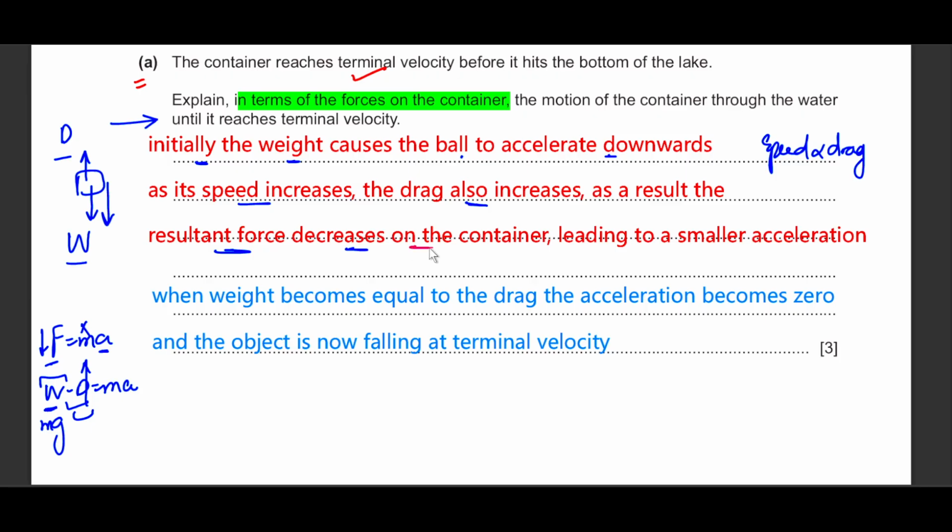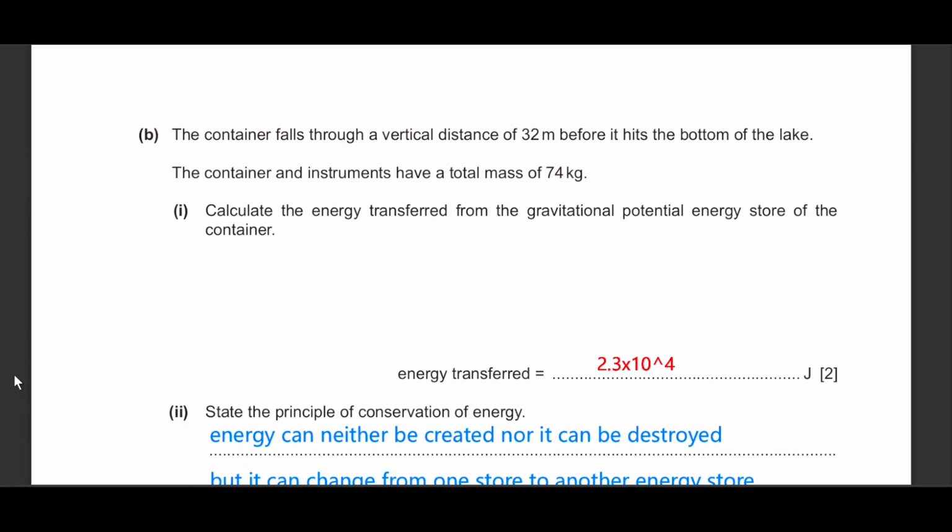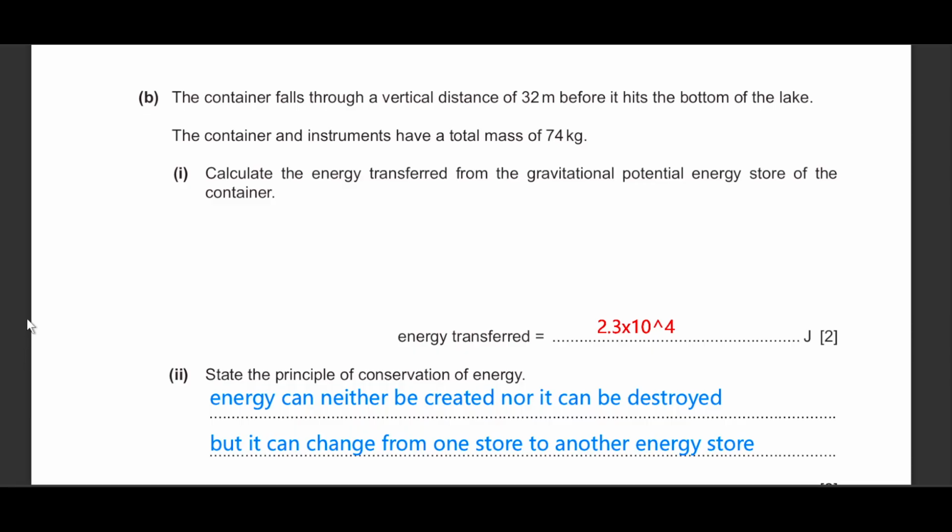So the resultant force decreases, leading to a smaller acceleration, and this only stops when the weight becomes equal to the drag. And eventually when they do, the resultant force becomes 0 and the acceleration becomes 0. When the acceleration is 0, we will say that the object is now falling at terminal velocity. It can't get any faster than this because there is no resultant force available.